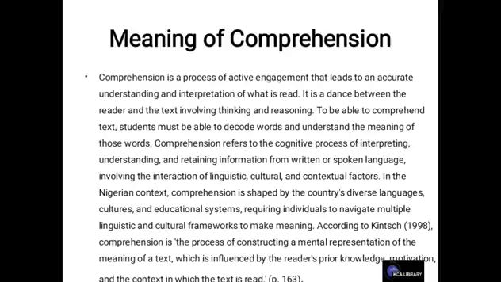To be able to comprehend the text, students must be able to decode words and understand the meaning of those words. So comprehension refers to the cognitive process of interpreting, understanding, and retaining information from written or spoken language, involving the interaction of linguistics, culture, and contextual factors. In the Nigerian context, comprehension is shaped by the country's diverse languages, cultures, and educational systems, requiring individuals to navigate multiple linguistic and cultural frameworks to make meaning.